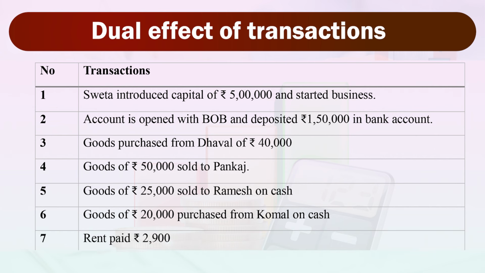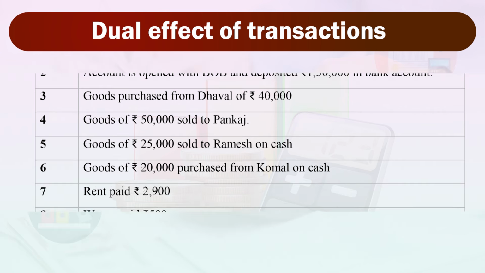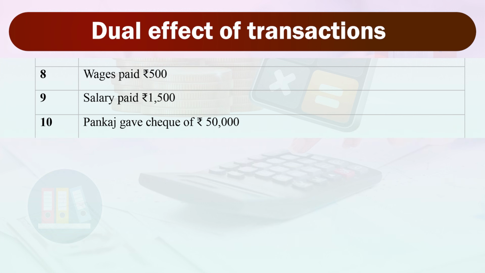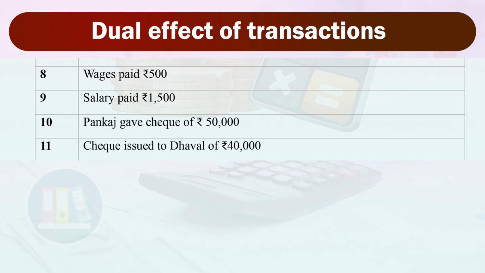The seventh transaction is rent paid rupees 2,900. The eighth transaction is wages paid rupees 500. The ninth transaction is salary paid rupees 1,500. All these three transactions are related with the expenses of the business. The 10th transaction is Pankaj gave a cheque of rupees 50,000. So, we are receiving a receipt from our debtor. And the 11th transaction is a cheque issued to Dhawal for rupees 40,000. Again it is a transaction of the creditor.